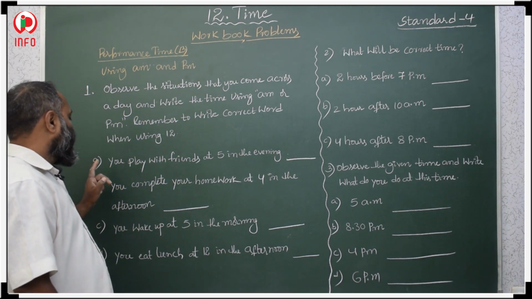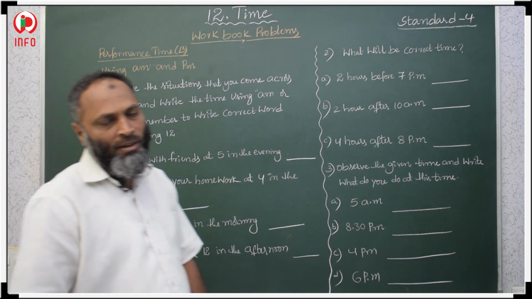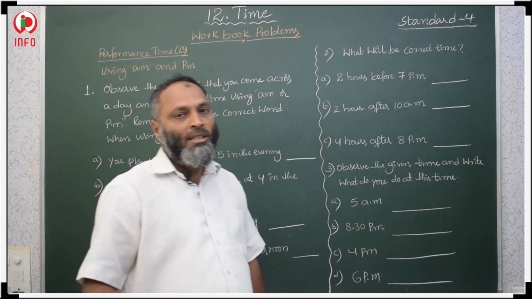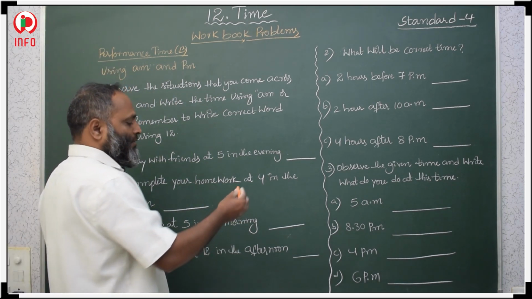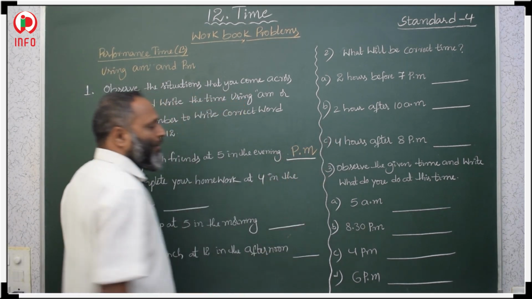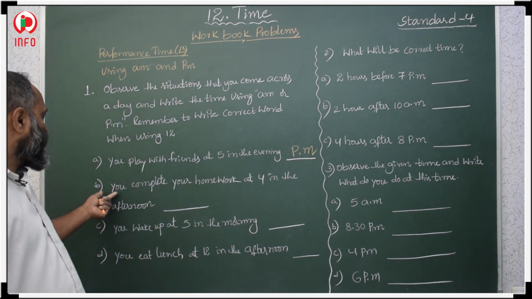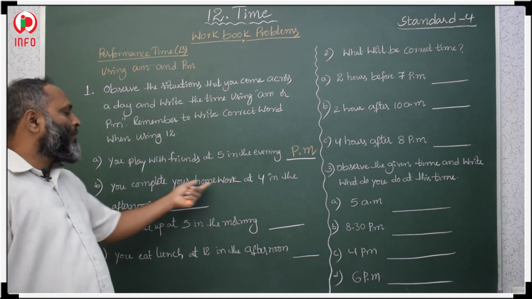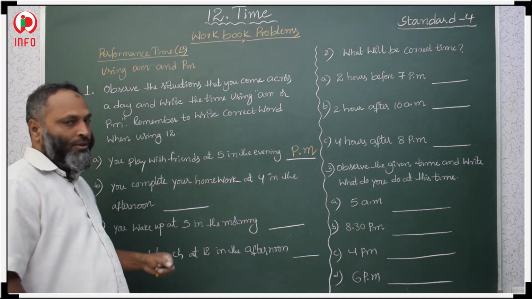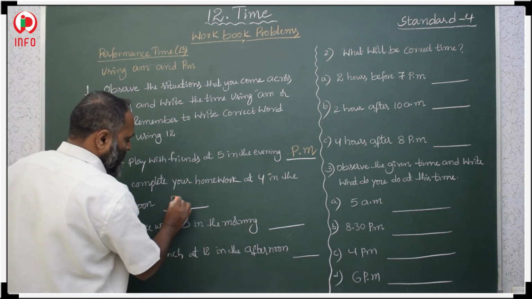Now here: you play with friends at 5 in the evening. When evening time is there, that comes PM. So the first answer is PM, post meridian, okay. Next, the second one: you complete your homework at 4 in the afternoon. Afternoon also, that is PM, so post meridian.